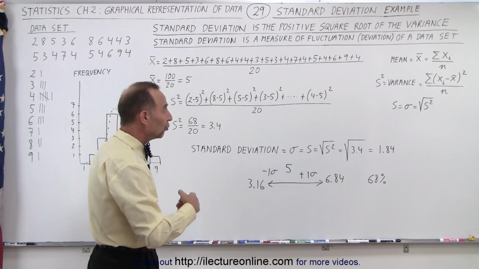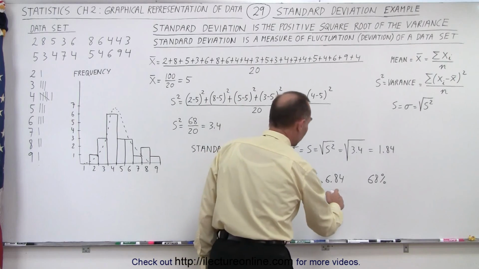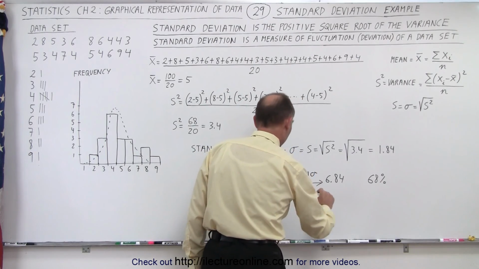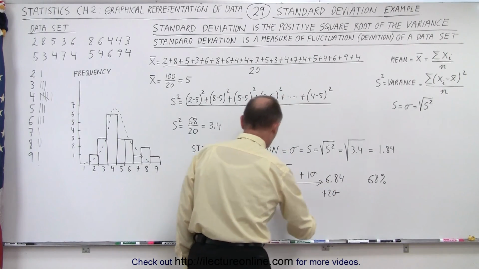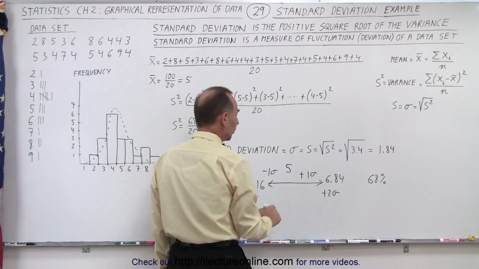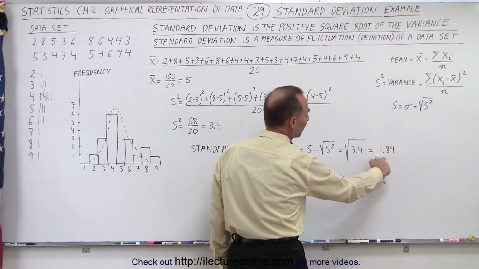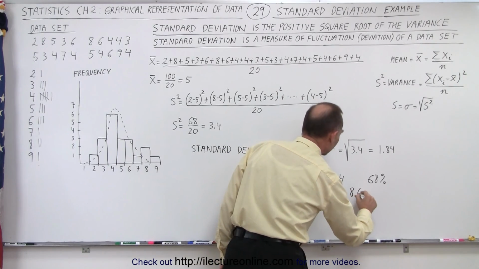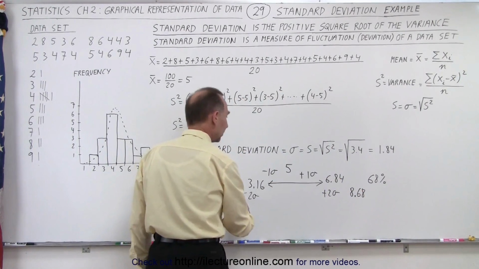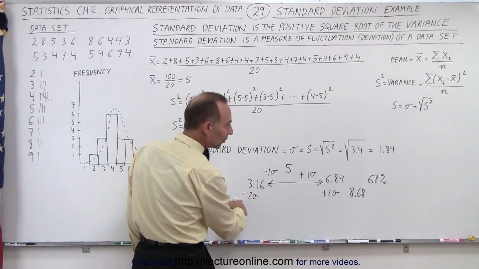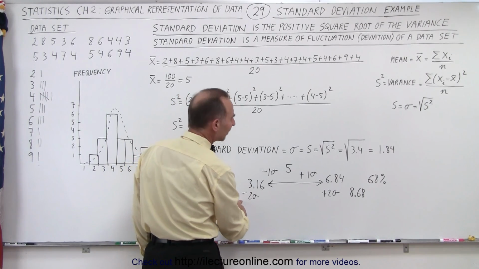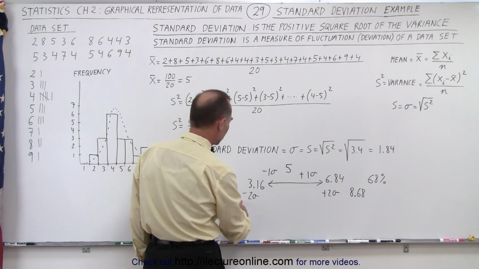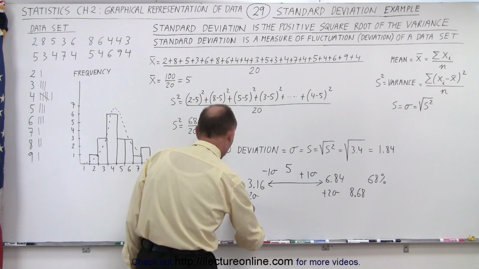If we then add 2 sigma, so now we're going to add another 1.84, it's going to be plus 2 sigma and minus 2 sigma. So 2 sigma, that would be 3.68 added to 5, which is 8.68. And on the other side, we subtract 3.68 from that. So that gives me 1.32. Yes, 1.32.